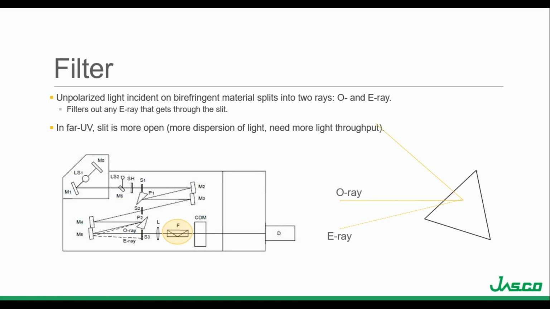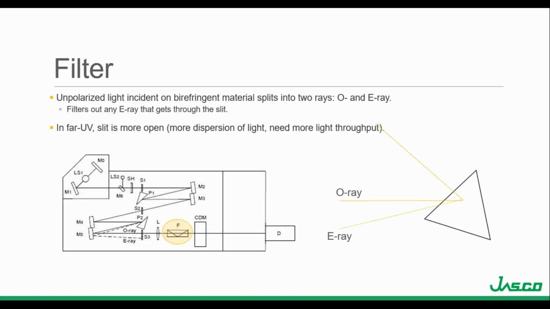Unpolarized light is incident on a birefringent material and splits into 2 rays, an O ray and an E ray. I'm not going to get into detail, but the difference between the O and the E ray is just due to changes in the velocity at which they travel through the crystal or the material of the prism. So this filter set is going to filter out any of the E ray that could potentially get through the slit, because when we go to create circularly polarized light, we only want 1 ray of light, so there's O ray. This is very important because in the far UV, you have more dispersion of light.